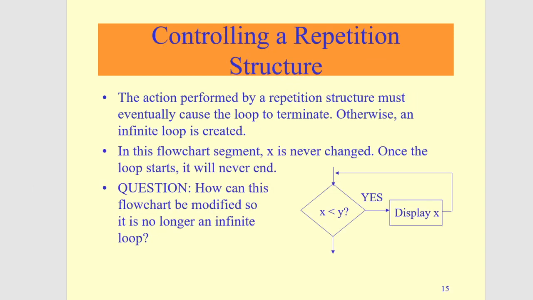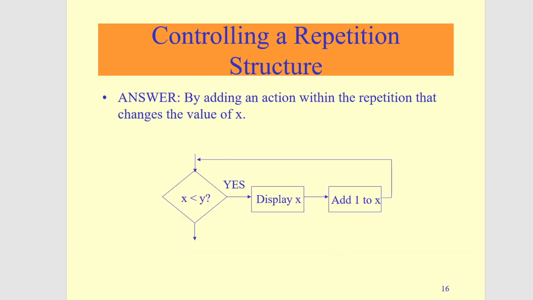So for the next one, we have to control the repetition structure. The action performed by the repetition structure must eventually cause the loop to terminate. Otherwise, an infinite loop is created. In this flowchart, x is never changed. Once the loop starts, it will never end. So how can this flowchart be modified so it is no longer an infinite loop? Answer: by adding an action within the repetition that changes the value of x.